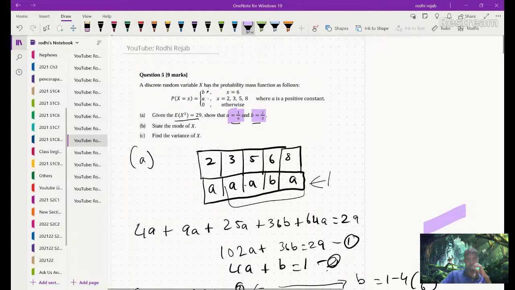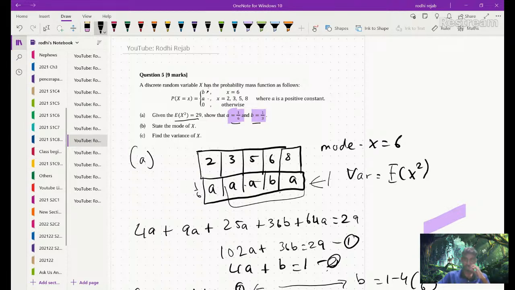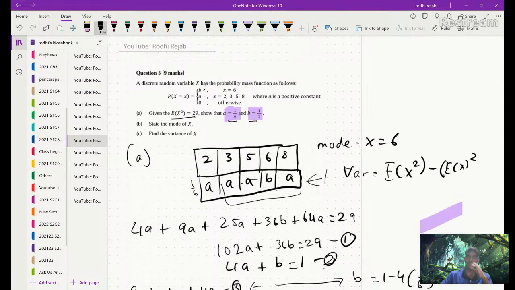Here a is 1 over 6 and b is 1 over 3, so it's evident this is the largest. So the mode will be x equals 6. The next question is to find the variance of x. The formula for variance for a discrete variable is E(X²) minus the mean squared. We already have E(X²), but we do not have the mean squared.